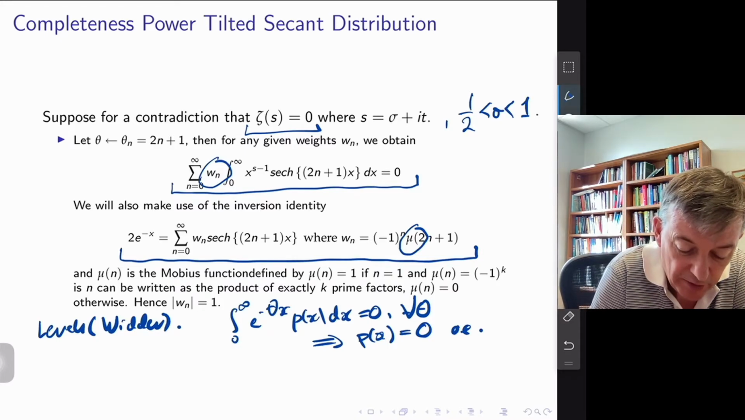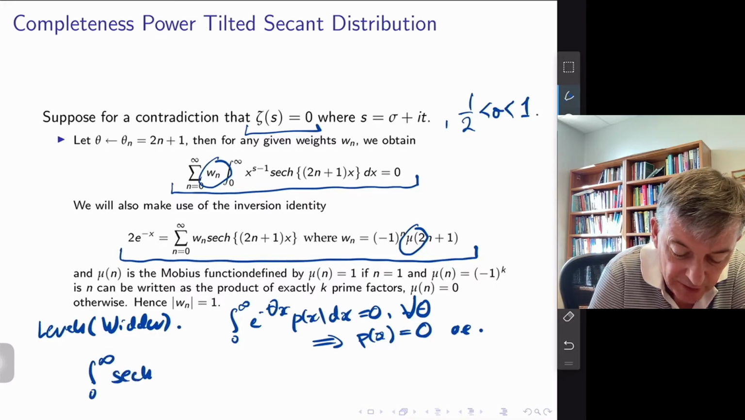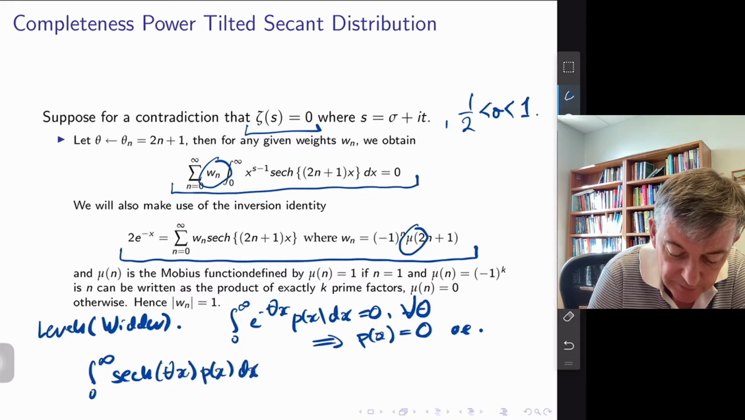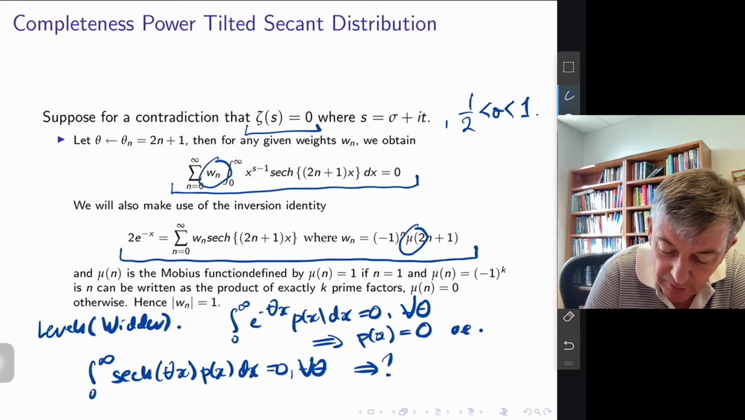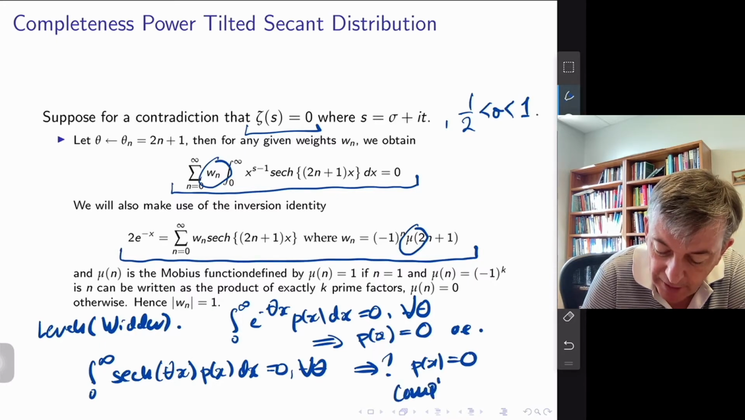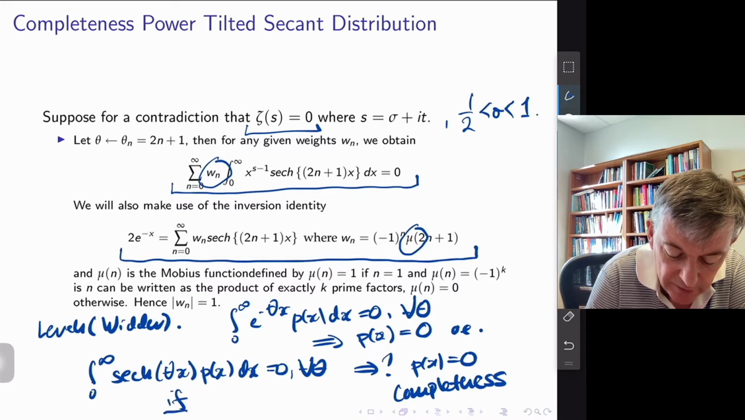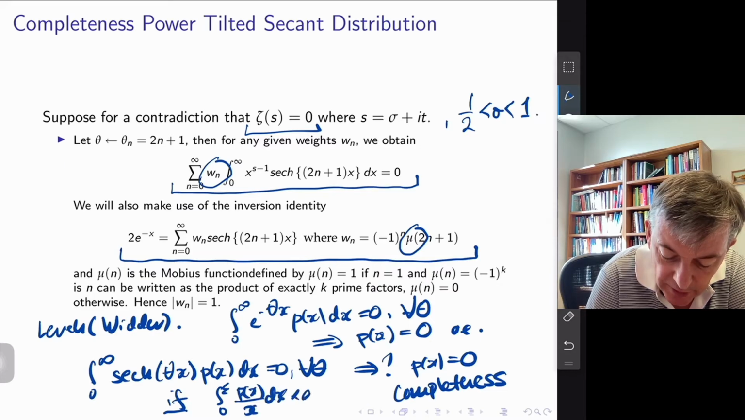So Lerch's theorem is about the exponential function. We would like to know what are the conditions for if I take the secant, if that's equal to 0 for all theta, does that imply that P of x is equal to 0? So that's essentially what we mean by a completeness result. And then a sufficient condition is if P of x over x is integrable at the origin.